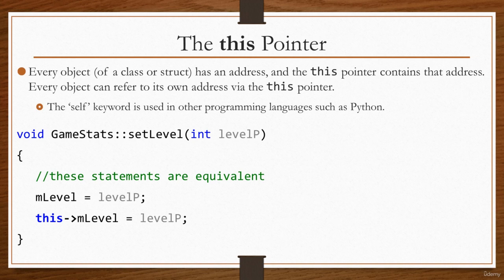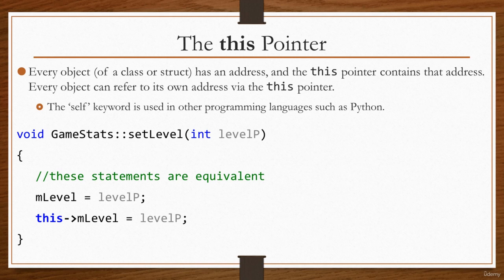And the reason why we haven't used this pointer up until this point, why we haven't needed it to access the members, is because it is implied, right? So you don't have to use it, but in some instances it is useful, as we'll see in upcoming examples. And that is when you want to be explicit.